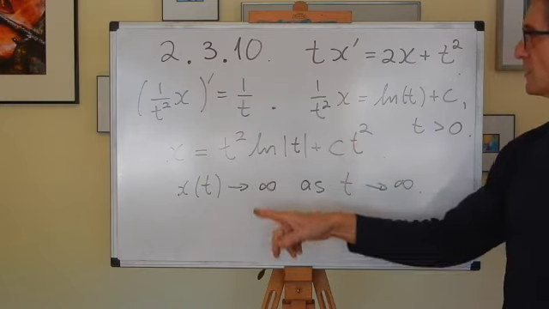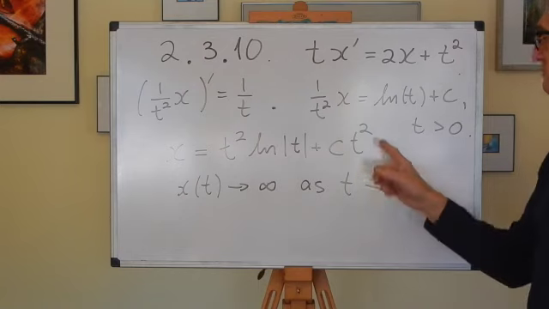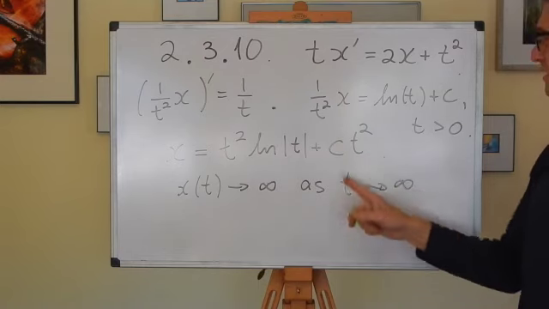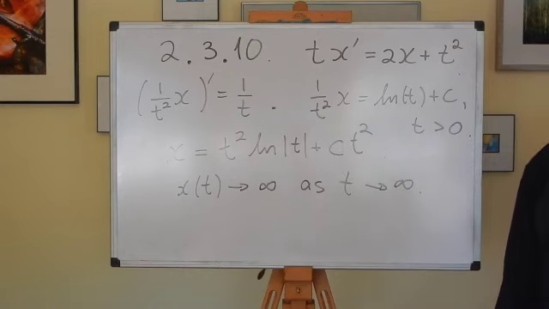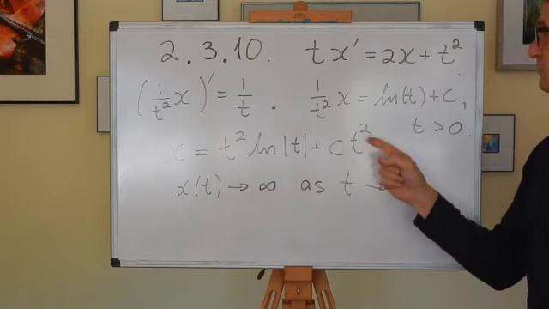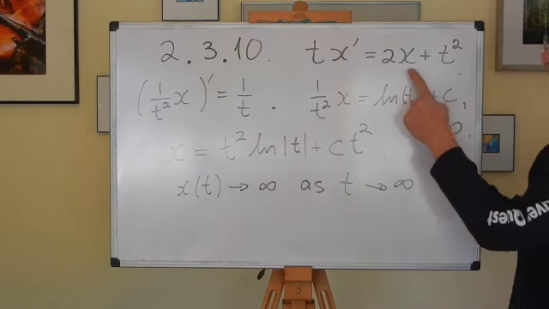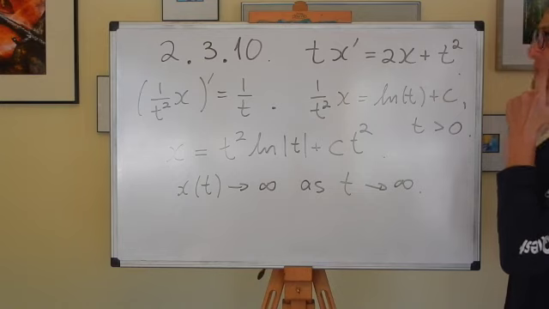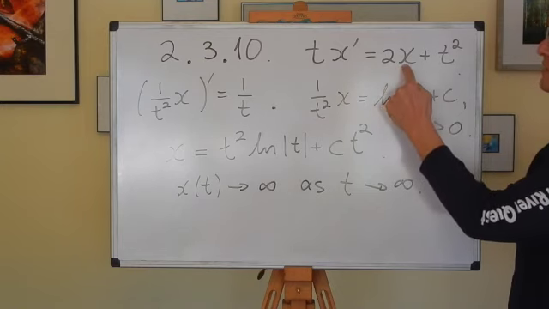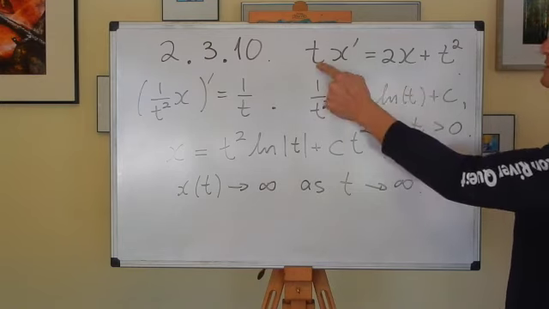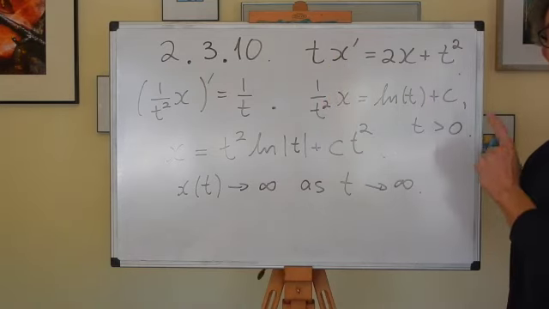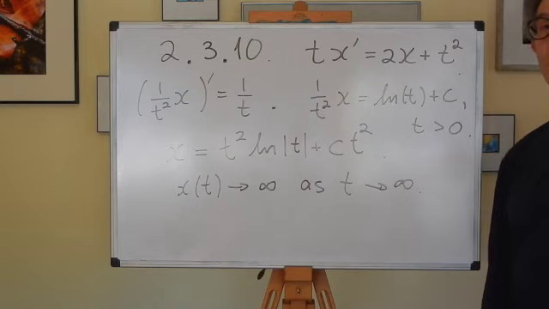As t goes to infinity, t squared log t grows faster than t squared. And so this goes to infinity even if c is negative. Incidentally, if x has a value at 0, that value has to be 0, because if you look at this equation, x at 0 has to be equal to 0. But it's not clear to us, even if x at 0 is 0, whether there is a solution to this equation or not.